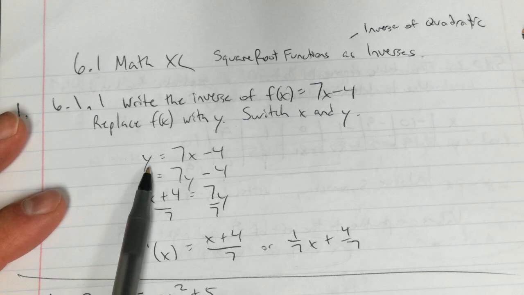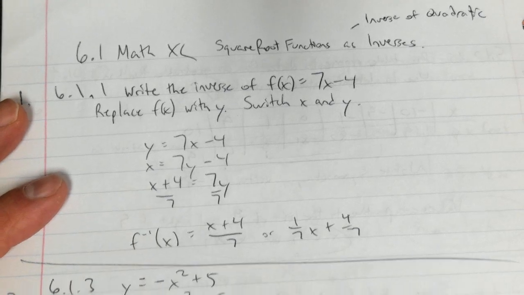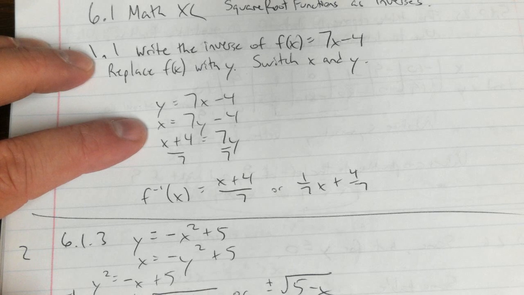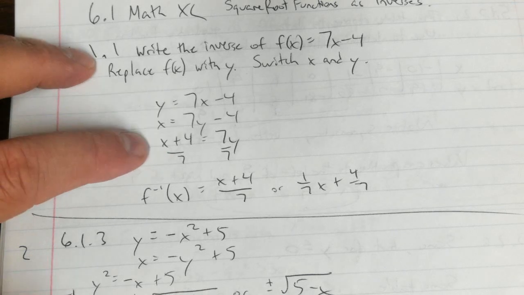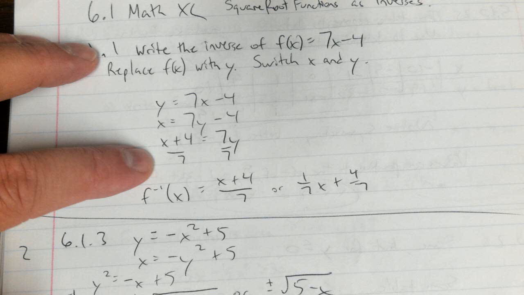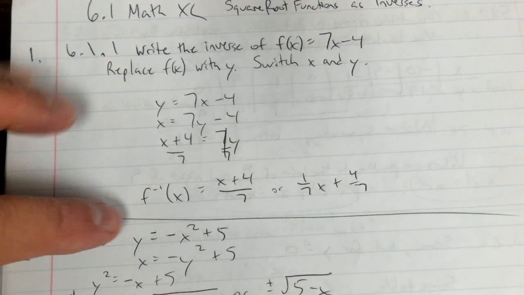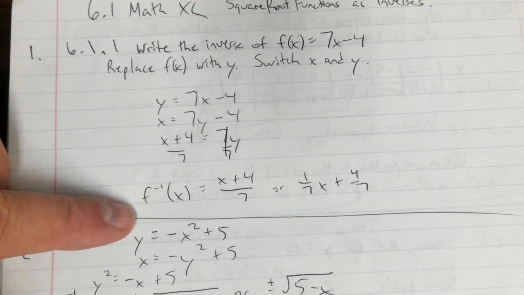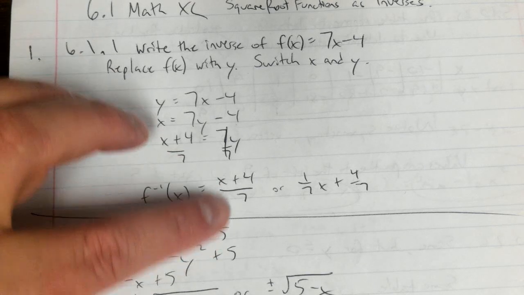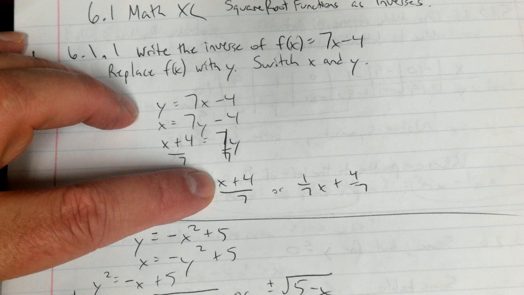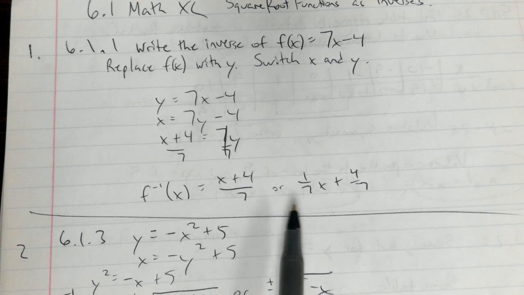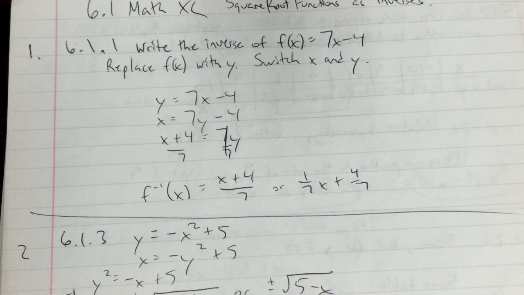So to start with, we have y equals 7x minus 4, and then that turns into x equals 7y minus 4. Then we add 4 to both sides and divide by 7 to cancel this. So the inverse is x plus 4 over 7. Or you could separate it. Remember, if you have a compound numerator, you're able to do that as long as you don't have a compound denominator. So that would be 1/7 x plus 4/7.